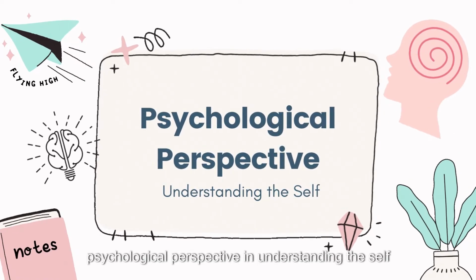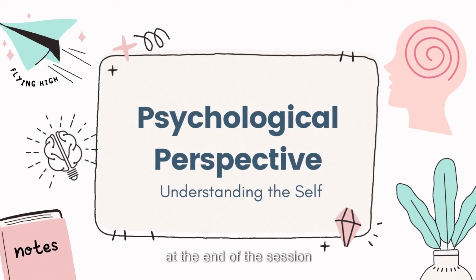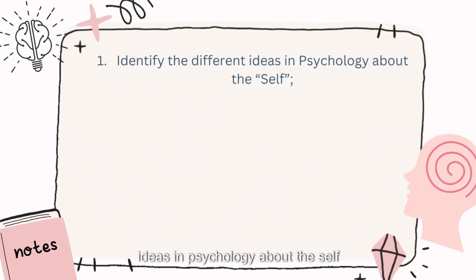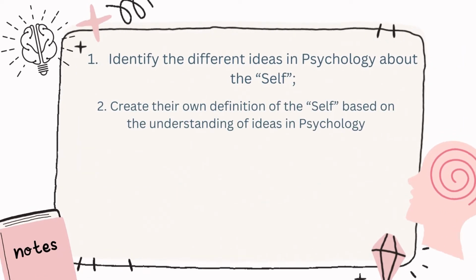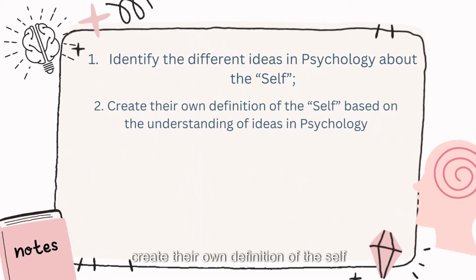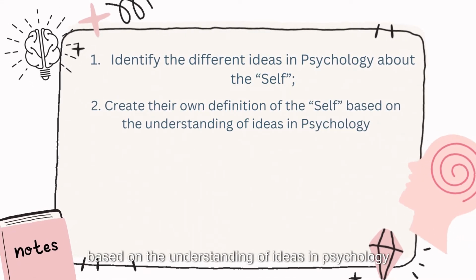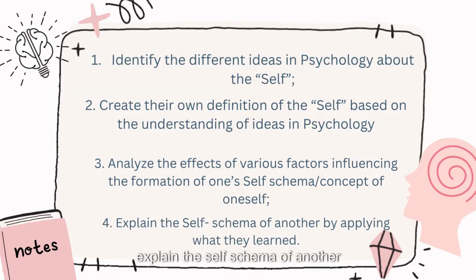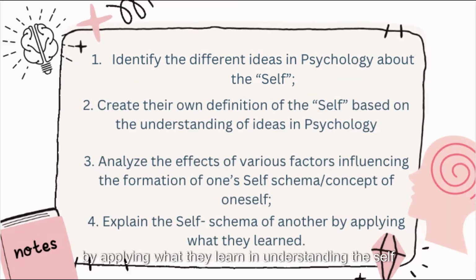Psychological perspective in understanding the self. At the end of the session, the students shall be able to identify the different ideas in psychology about the self, create their own definition of the self based on the understanding of ideas in psychology, analyze the effects of various factors influencing the formation of one's self-schema/concept of oneself, explain the self-schema of another by applying what they learn.